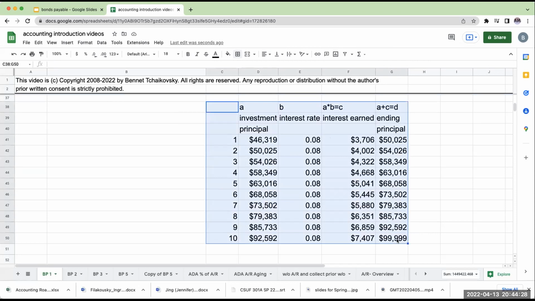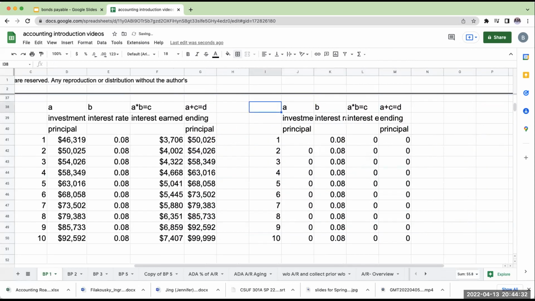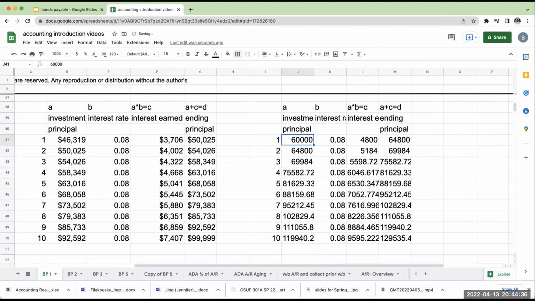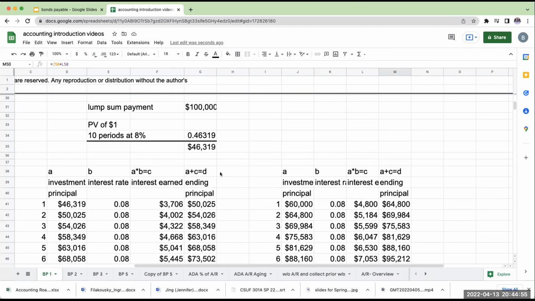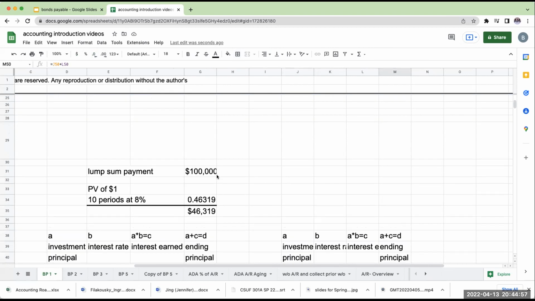But let's just see, for fun, because we love to have fun. What if I'm investing $60,000 today? What is that going to be worth? Well, if I invested $60,000 today, and I got 8% interest on my money and I reinvested it, at the end of 10 years, this is going to be worth $129,535.